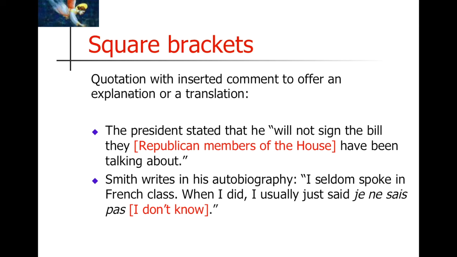It can also give explanations that are translations. "I seldom spoke in French class. When I did, I usually just said je ne sais pas [I don't know]." So the original did not have the translation. You've put the translation in, so it has those square brackets.